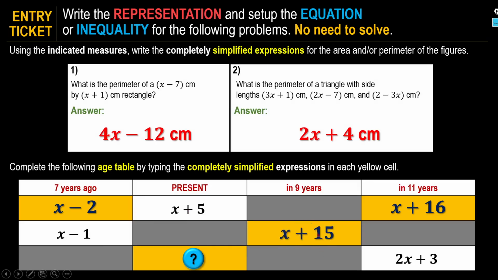Diba? And finally, this last cell, present age yung tinatanong, given yung age 11 years from now. So, syempre, you work backward, you reduce 2x plus 3 by 11. You should get 2x plus, what's that? Minus 11 eh. So, minus 8. 2x minus 8. There you go. Okay? Very simple ang exit ticket natin. Sana nakumpleto nyo, na sagutan ng tama lahat ng items.